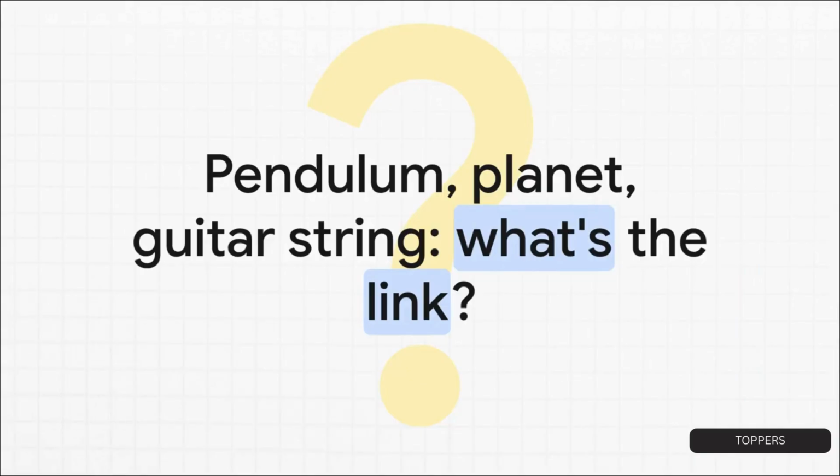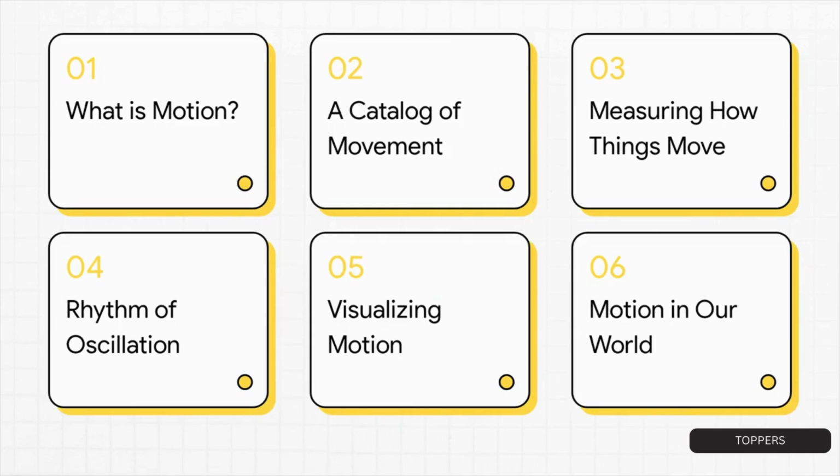So, what do a pendulum, a planet, and a guitar string all have in common? I know, it sounds like the start of a bad joke, right? But the answer is they all speak the same physical language. They all follow these fundamental rules of motion, a set of principles that describes and predicts how pretty much everything in the universe moves. Okay, let's just dive right in.